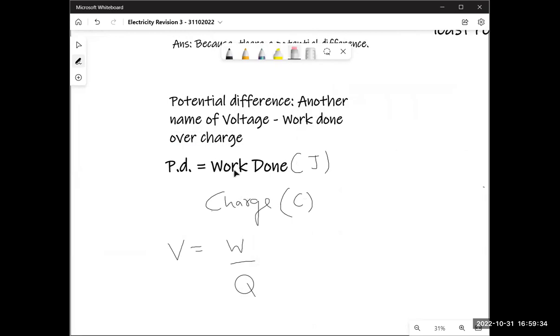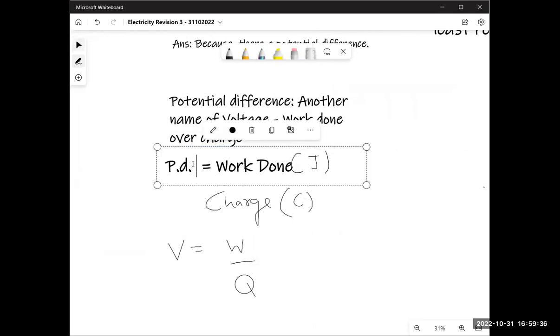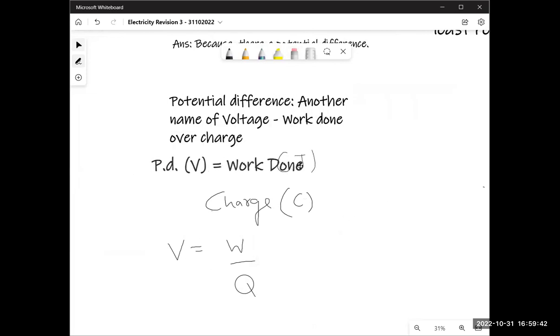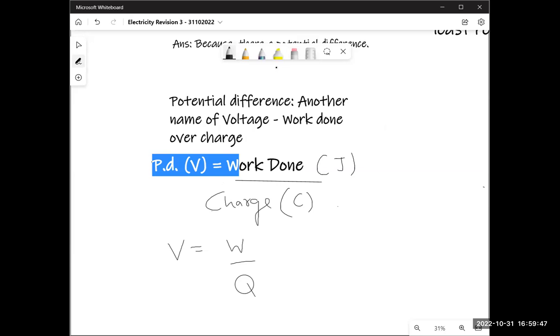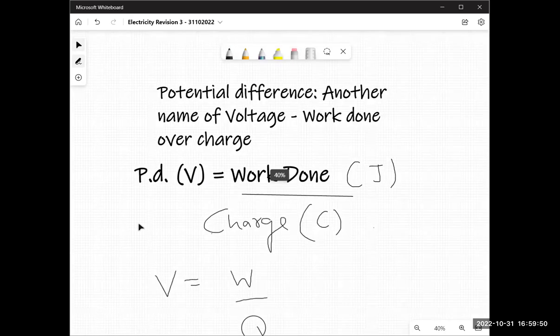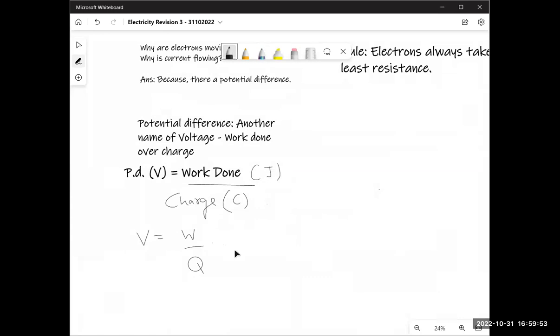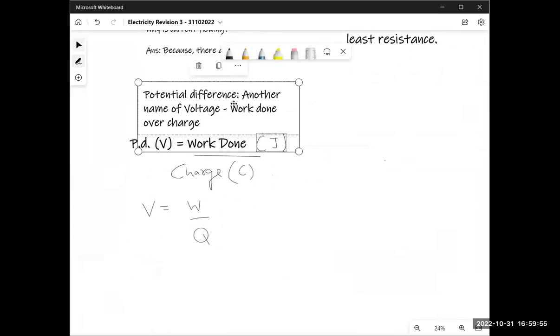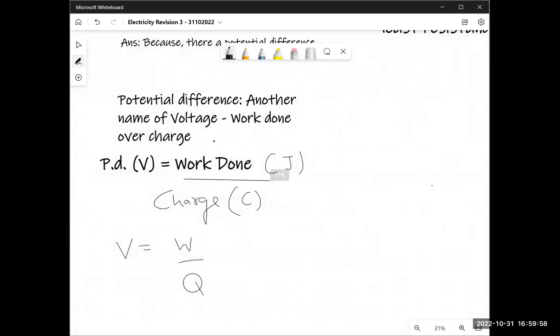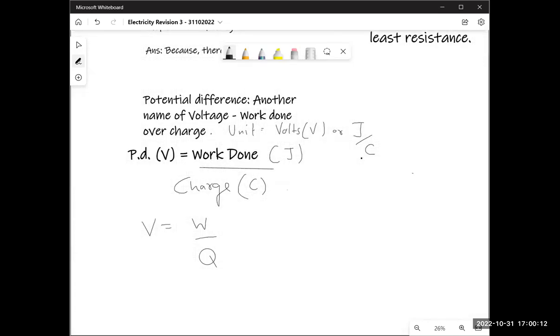Write all of this as well. These are the units which I'm giving you. These are the symbols. There's a difference. So therefore, I can also say the unit for this is going to be potential difference. Right below potential difference, write the unit as well. Unit is V, volts, or joule per coulomb.